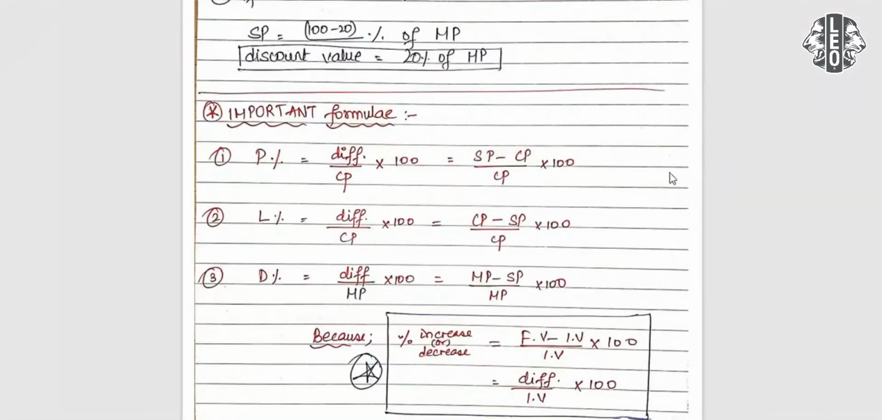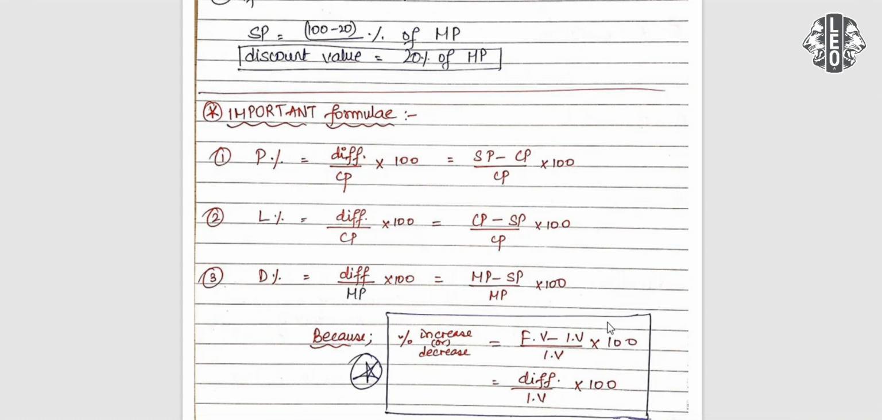loss percentage, or the discount percentage. This can also be used in any other case. Even it can be used in statistics also. Percentage increase or percentage decrease. There is going to be a percentage increase or a percentage decrease. The final formula that I have given: final value minus initial value by initial value into 100. Please note down this formula. Difference by initial value into 100.